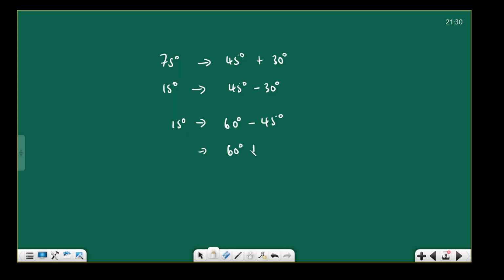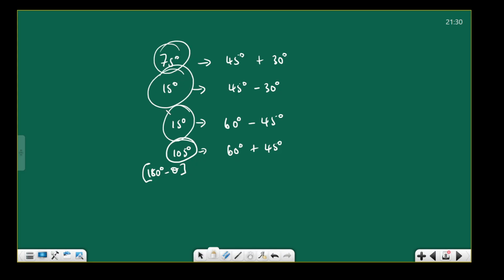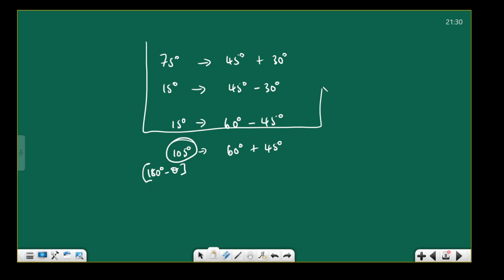Then 75 degrees, if you want, you can also write it as, okay, what is 60 plus 45? 60 plus 45 is 105. But 105, no, because it's bigger than 90. So this one you probably want to use 180 minus theta for it. But then the ones that are below, meaning 75 and 15, usually you want to break them down like this as compound angles.